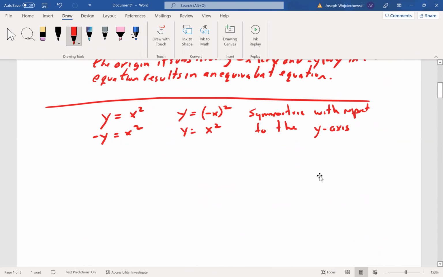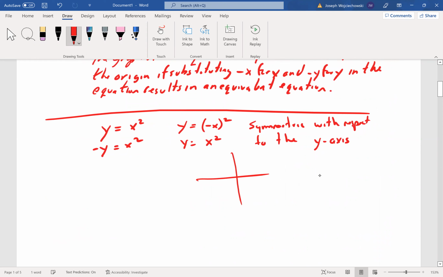And if we look at the graph of this, x is 0, y is 0, x is 1, y is 1, x is negative 1, y is 1, x is 2, y is 4, negative 2, 4, and you see we have a parabola, and you can see that it's symmetric to the y-axis.